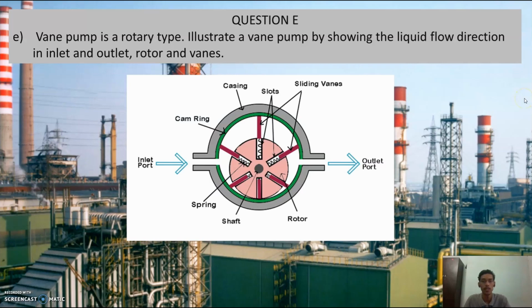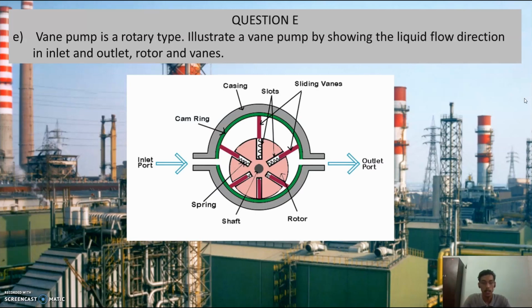Okay, I will continue with question E. Question E: a vane pump is a rotary type. Illustrate a vane pump by showing the liquid flow direction in the inlet and outlet, rotor and vane. Okay, at first power is provided to the shaft of the pump using an electric motor. Next, after providing power, the shaft starts rotating and the rotor which is mounted on the shaft also starts rotating.